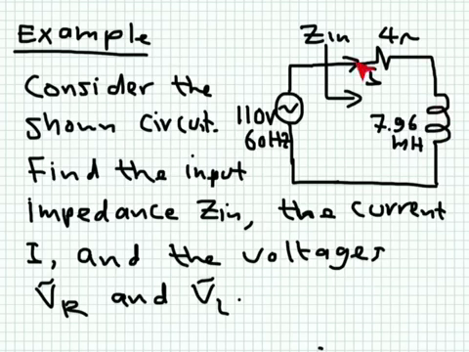Then we can get the current I. The current I is equal to the phasor of the voltage divided by R plus jωL. And once we have I, I can get the voltage across the resistor, which is R multiplied by I. I can get the voltage across the inductor, which is I multiplied by jωL, by this impedance here.